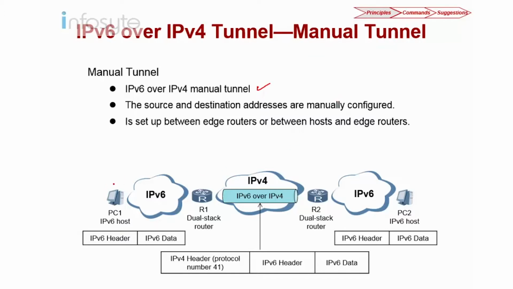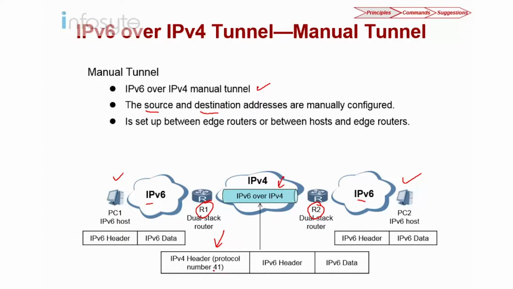Now the topology is exactly just like the earlier one. I have PC1 wanting to connect to PC2, purely running on IPv6 over the tunnel. But this is a manual tunnel, and for the manual, we have to specify the tunnel source and the tunnel destination. The type of the tunnel is the IP tunnel, and this is being set up on the edge of the router between R1 and R2. The protocol that we use here is protocol 41.